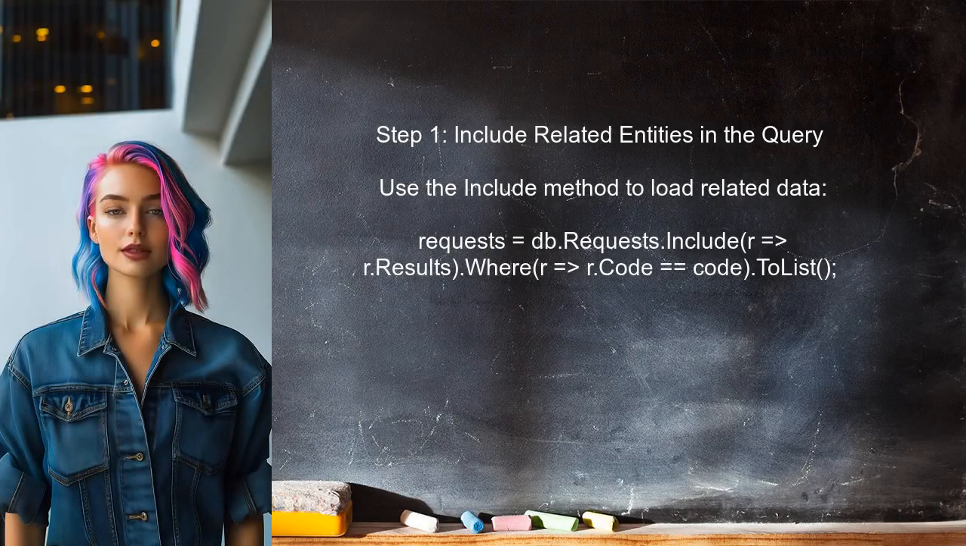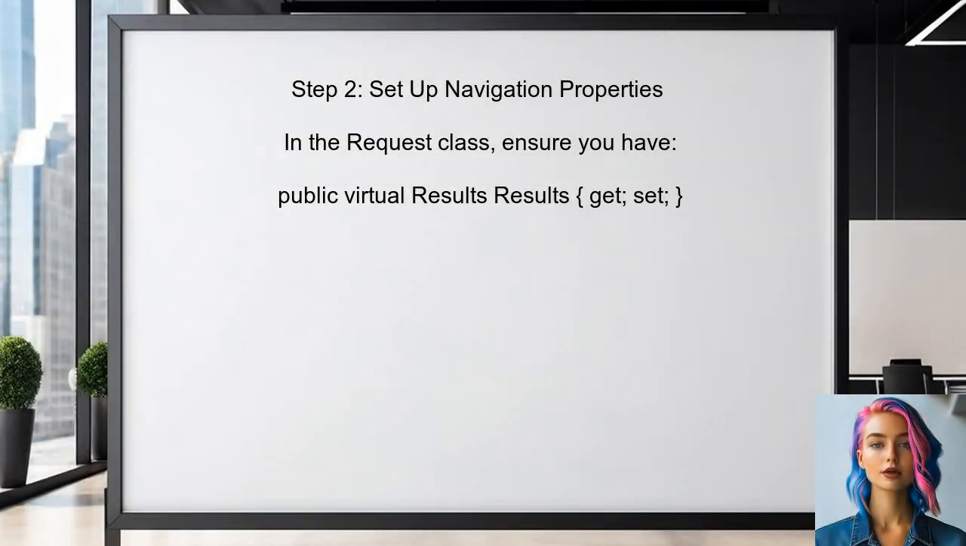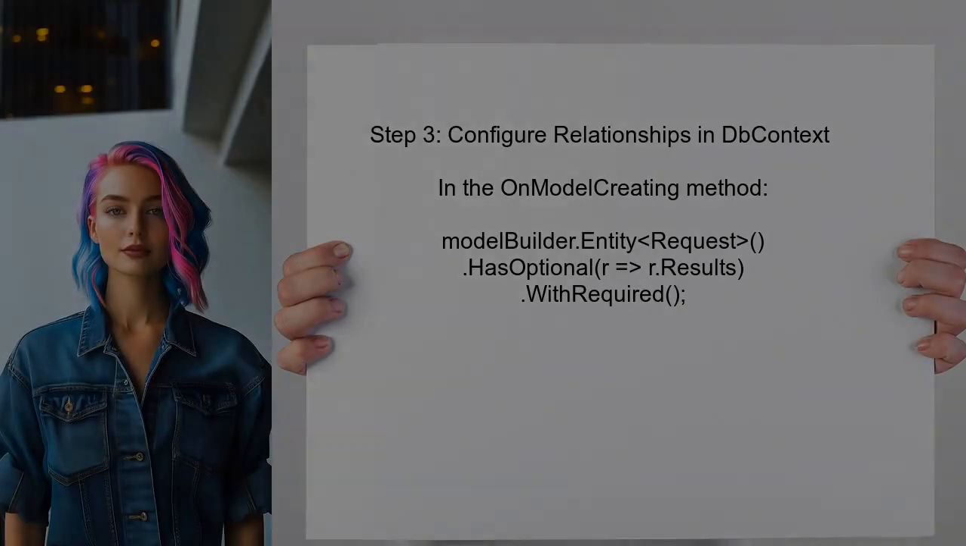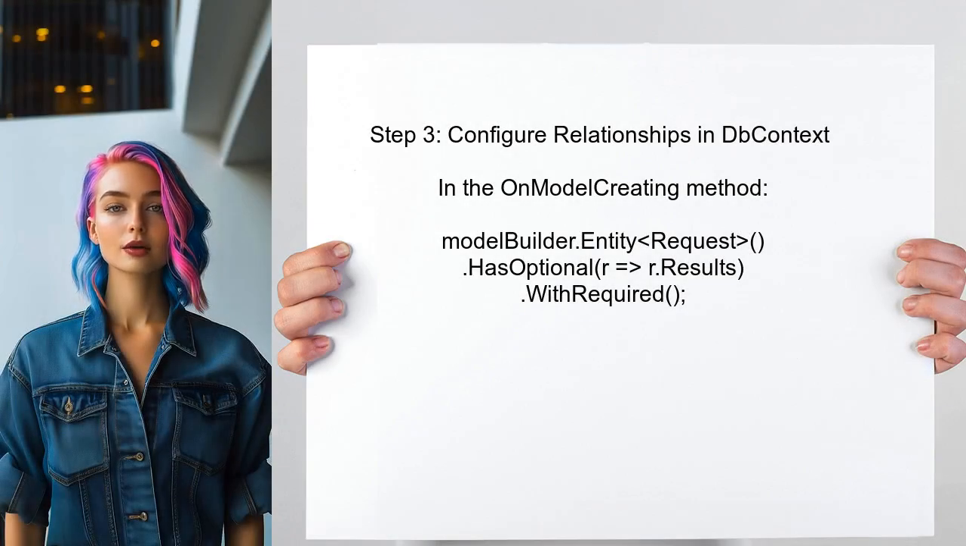To return all related entities with Entity Framework, the user should start by including the related entities in their query. This can be done using the Include method. Next, the user should ensure that their navigation properties are correctly set up in the request class. This means that the request class should have a property for the related results entity. Additionally, the user should check the database context to confirm that the relationship between request and results is properly configured. This can be done in the OnModelCreating method.